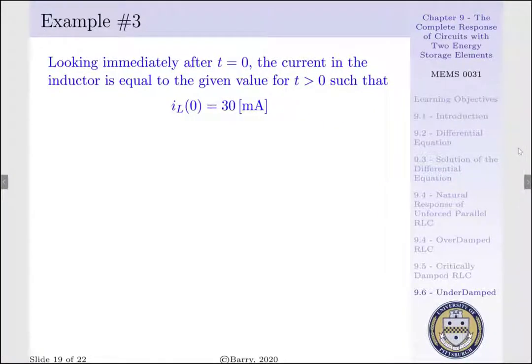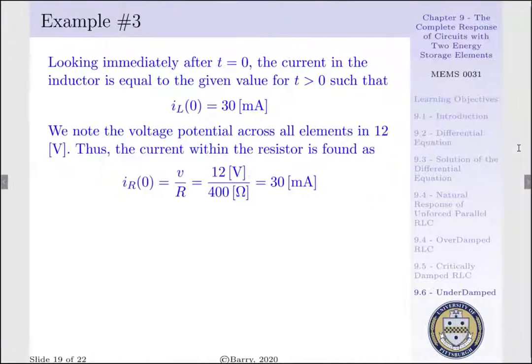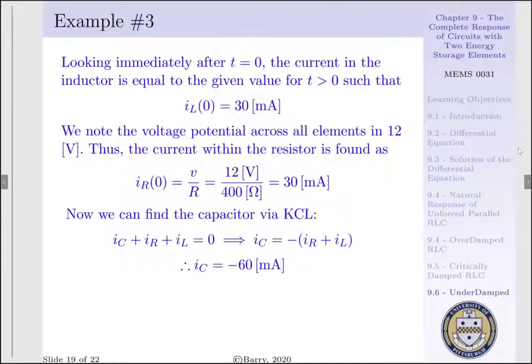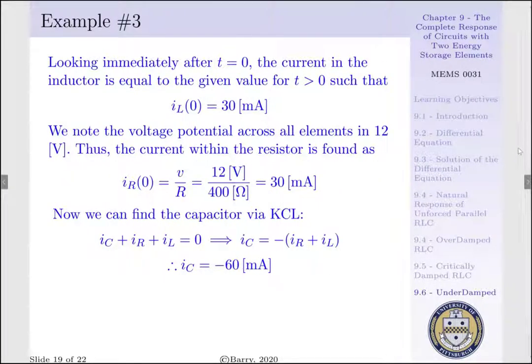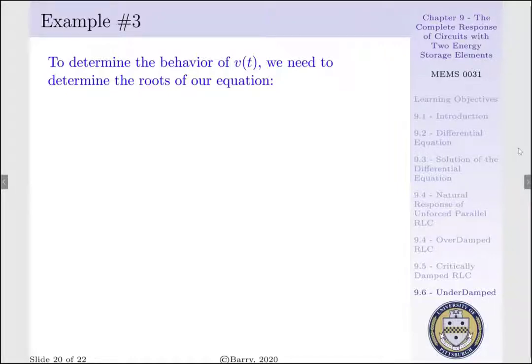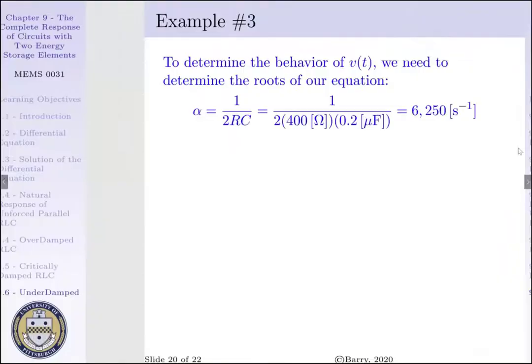We know our current initially running through our inductor is 30 milliamps, and we know our current running through our resistor is now 30 milliamps due to the change of our resistance. Thus, the current running through our capacitor is minus 60 milliamps, i.e. our device is discharging. For us to construct a solution, we need to determine the roots of our equation.